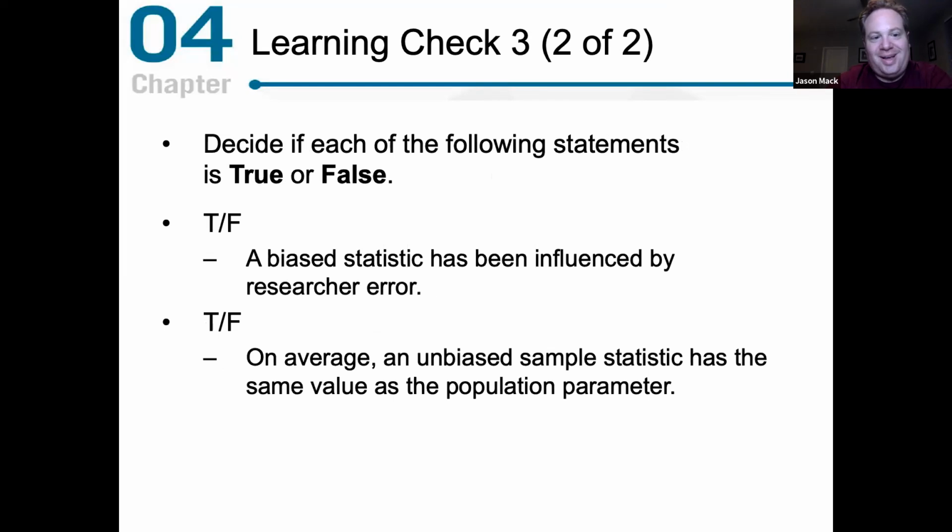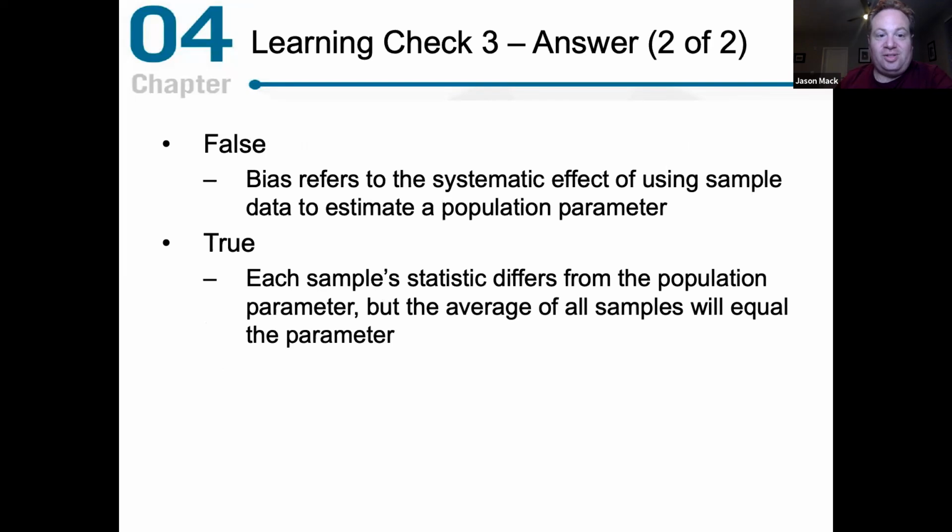So true or false? A biased statistic has been influenced by researcher error. True or false? On average, an unbiased sample statistic has the same value as the population parameter. False, bias refers to the systematic effect of using sample data to estimate a population parameter. True, each sample statistic differs from the population parameter, but the average of all samples will equal the parameter.